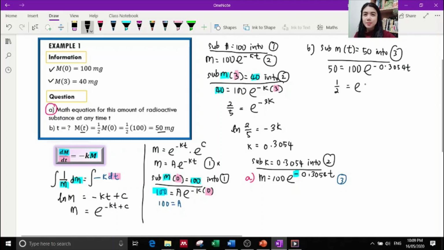Okay, and then you have the exponent. Okay, and ln both sides. So we have ln the left hand side and ln the right hand side. This is what you will get. Okay, and bring this one to the left hand side. You will have ln 1 over 2 divided by negative 0.3054, and then we have the value of t. So the value of t is 2.296.